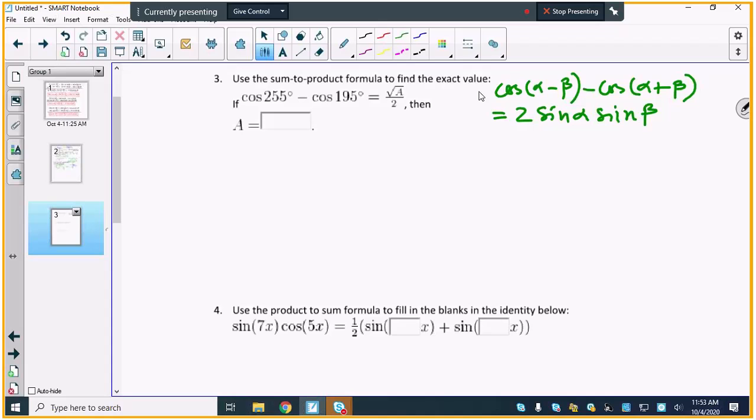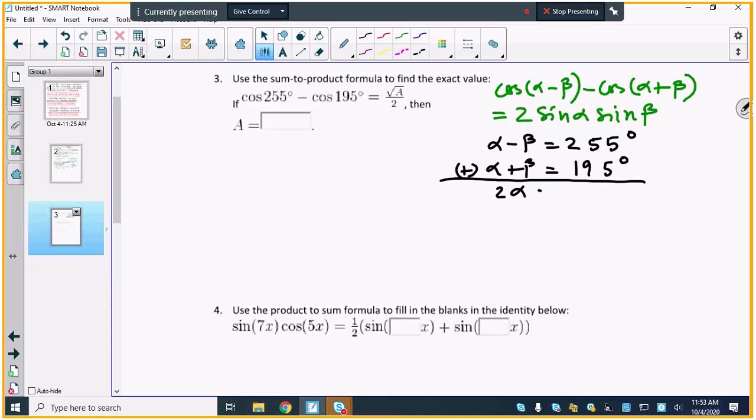First, we are going to find out how much is alpha. So we will say alpha minus beta is equal to 225 degrees as it appears in the problem, and alpha plus beta is 195 degrees. And then I am going to add these two quantities. So I will get 2 alpha is equal to, when I add these two, I get 450 degrees. So dividing both sides by 2, I get alpha equal to 225 degrees.